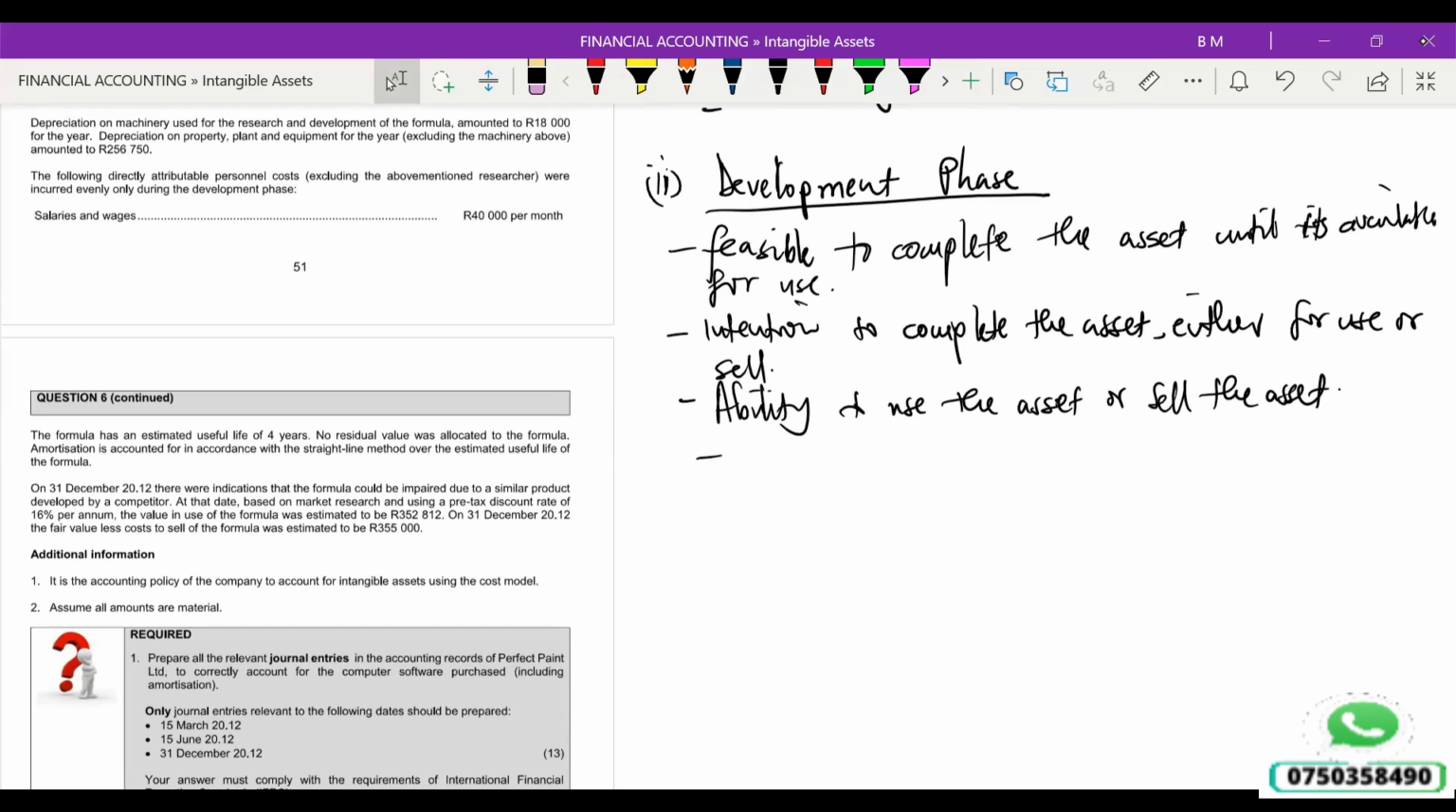Then we go back to the definition of an asset. What is an asset, guys? Whether intangible or the other asset, what is an asset? It's a resource controlled by an entity from which future economic benefit is expected to flow into the business. Exactly. So we need to demonstrate how the asset will generate future economic benefits.